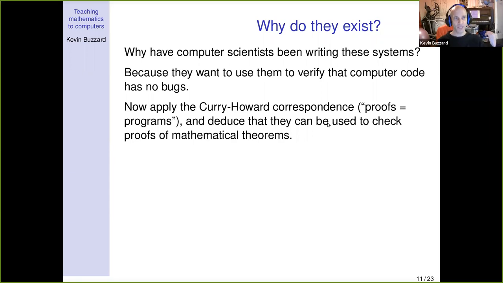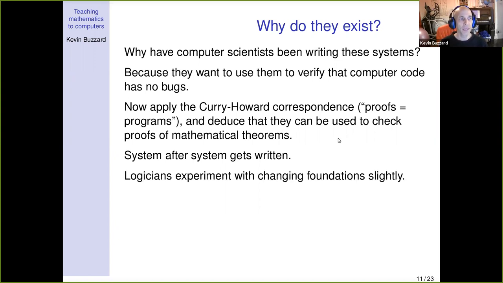So it's kind of a coincidence, really, that these systems could be used to check that code, to check that proofs have got no bugs, because really they were designed for something else. But now they're being used to check that mathematical theorems have got no errors in. And more and more systems are appearing all the time. People write new systems. Leo's is not the only system.